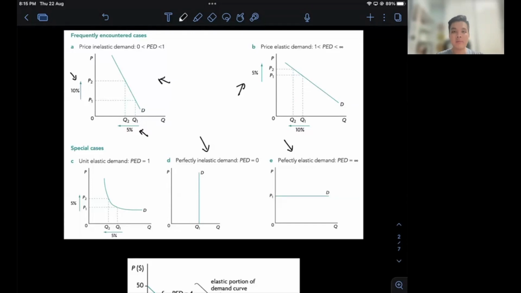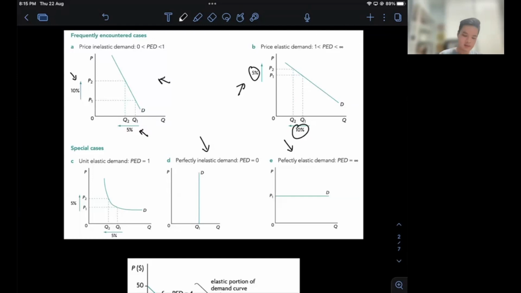In the second diagram, a 5% increase in the price, as you see from P1 to P2, leads to a 10% decrease in the quantity demanded from Q1 to Q2. So this means that the proportion of price increase is lower than the proportion of decrease in quantity demanded. And this means that the demand for this particular good in diagram B is elastic. And using the formula, the PED value is 2 because we take 10 divided by 5. And this explains why goods with elastic demand usually have a PED value that is more than 1.